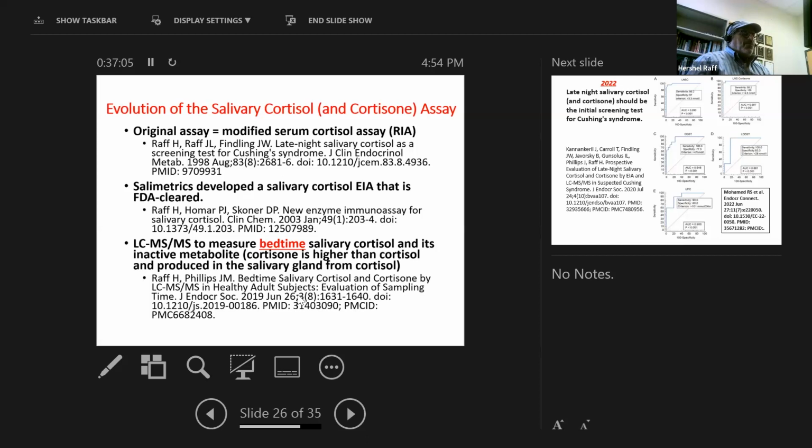So we did a study where we had to use mass spectrometry, obviously, to measure cortisol and cortisone. We didn't find it much of an improvement. Others have. It's not that important right now.